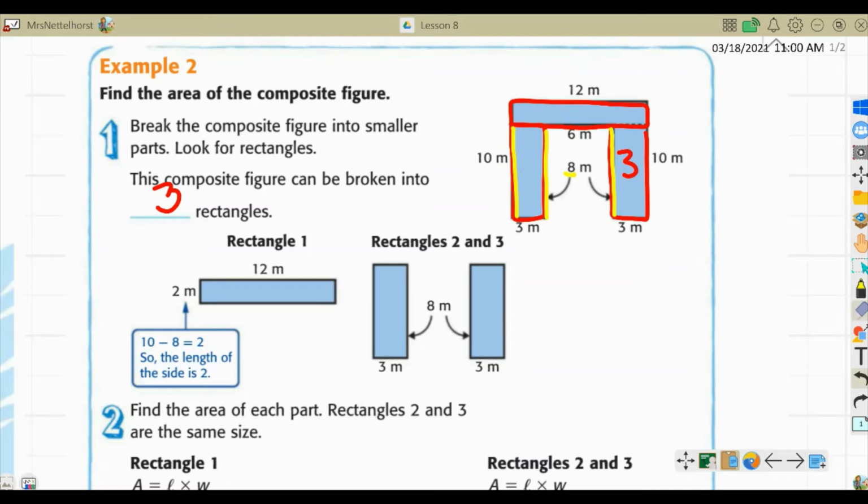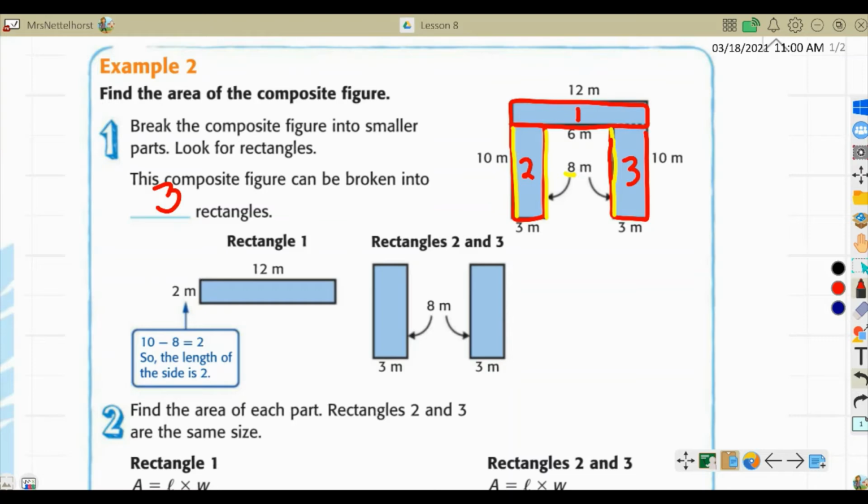Okay, so let's do it this way. Let me fix this, and I'll fix my reds. There we go. Okay, so they numbered this rectangle 1. This is rectangle 2. This is rectangle 3.